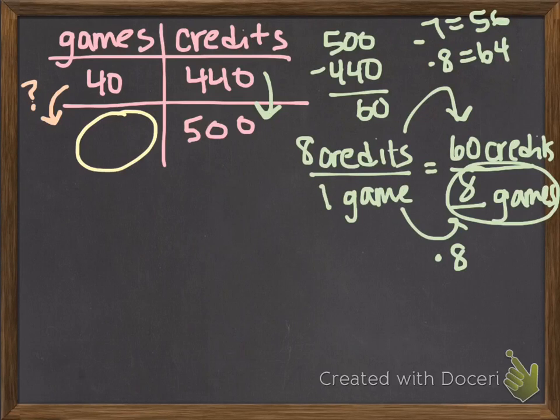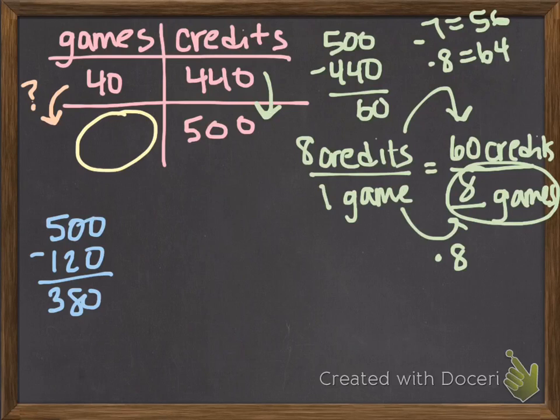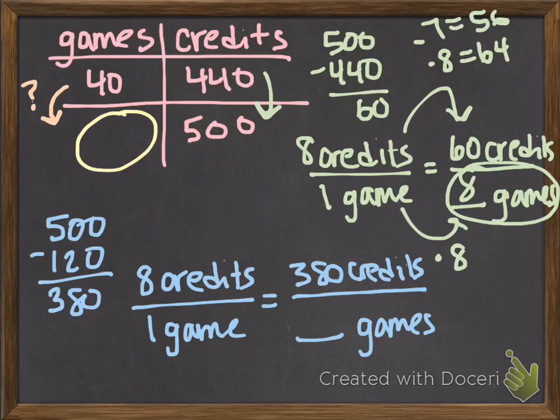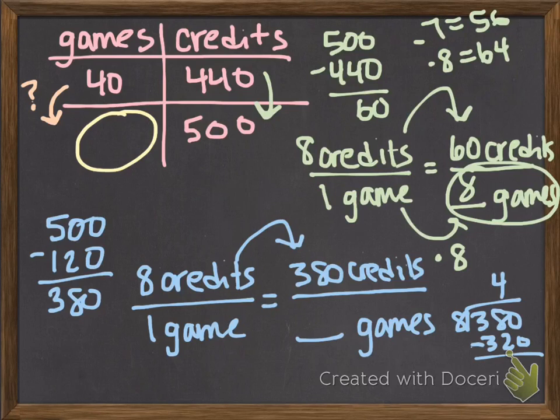Another way that you can solve this problem is by looking at 500, which is what he wants, minus the 120 he already has. That gives you 380. Then you write your rate up using 380 credits. And when you do this, you have to take 380 and divide it by 8. So 8 goes into 38 4 times. That 4 represents 40. So 40 times 8 is 320. When you subtract, you get 60.